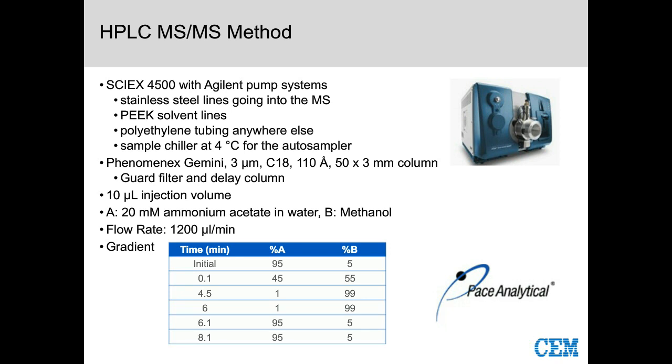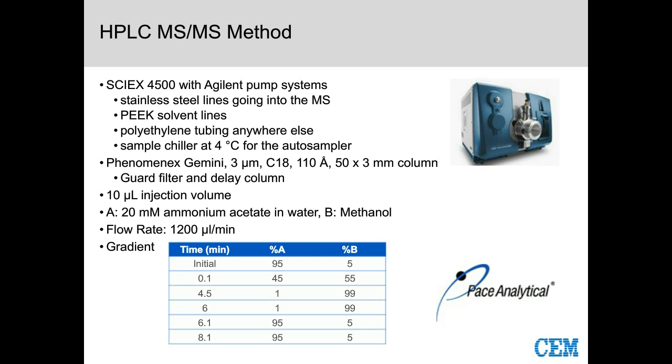So what they ran the analysis on is a SCIEX 4500 with an Agilent pump system. And the same considerations that we had to take for the Edge as far as removing the Teflon components and so forth, the analytical companies need to take into consideration as well. So in this case, they use stainless steel lines going into the mass spec and PEEK solvent lines and polyethylene tubing anywhere else. So you see a lot of parallels there of the same things we had to do on the Edge. Also, there was a sample chiller at 4 degrees C for the autosampler.